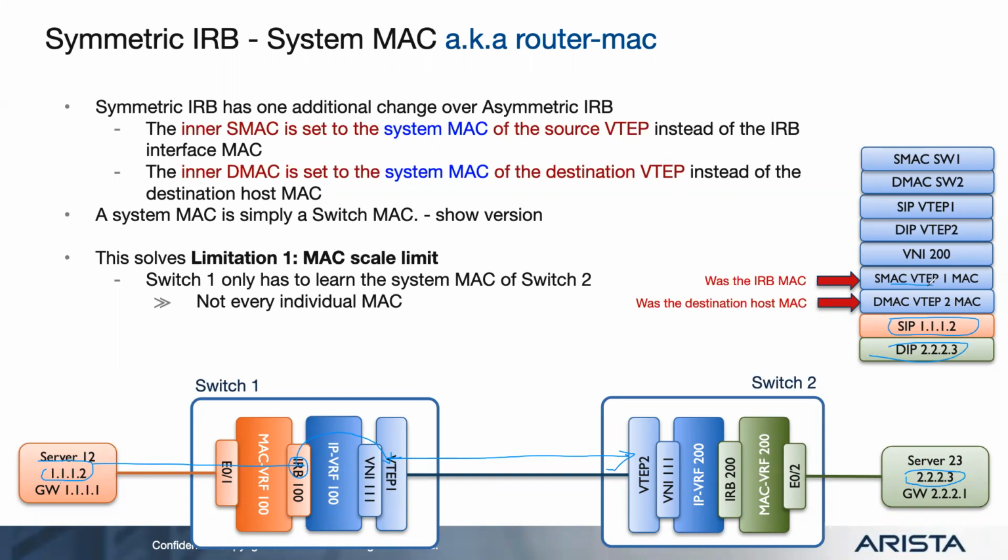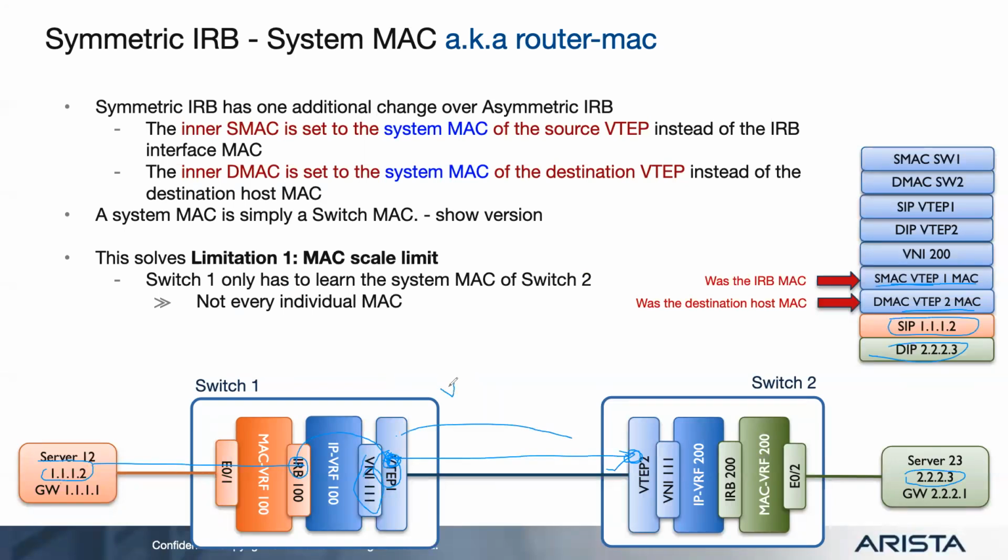What is the source MAC? Source MAC is VTEP1 MAC, this MAC, because you have routed the traffic, so your MAC will change. Now this will be the source MAC, and this VTEP2 MAC is the destination MAC. What is the VNI? The VNI will be this blue VRF VNI, right?